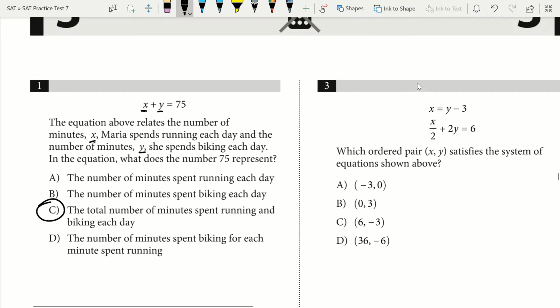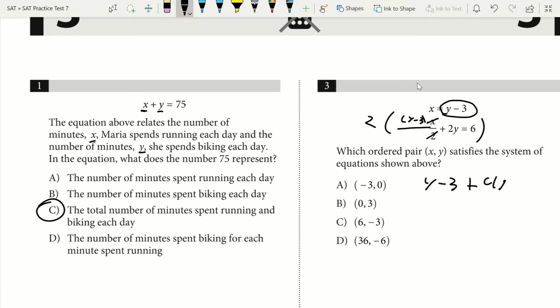Question 3. Which ordered pair xy satisfies the system of equations shown above? Well, I'm told that x is equal to y minus 3, so I plug in y minus 3 for x. So now I have y minus 3 all over 2 plus y plus 2y equals 6. I'm going to multiply everything here by 2, right? So that way I can get rid of this 2 in my denominator. So now I'll have y minus 3 plus 2 times 2y, which is plus 4y, equals 6 times 2, which is 12. I get y plus 4y, that's 5y.